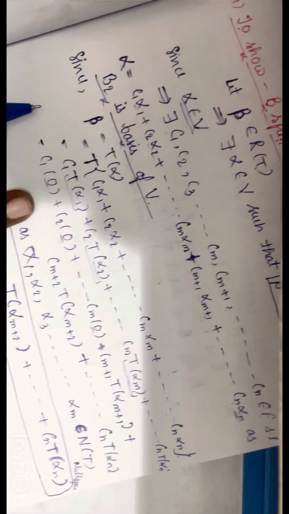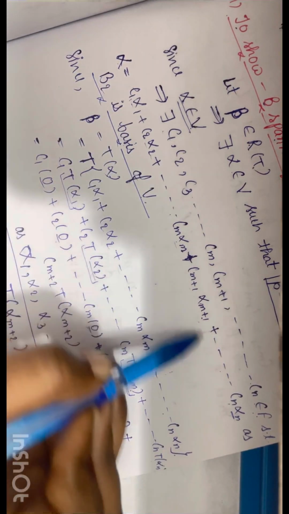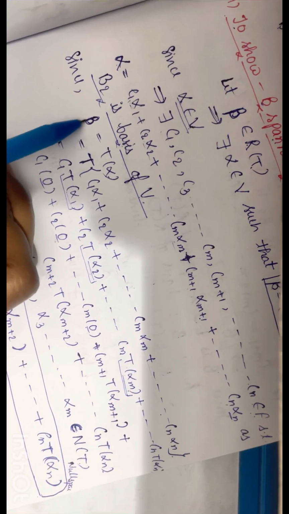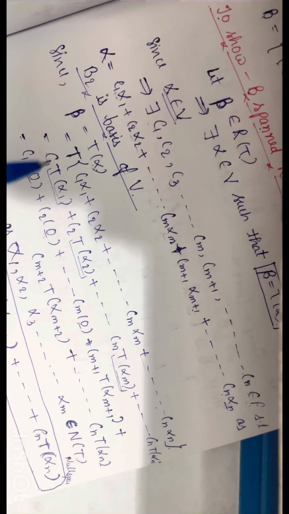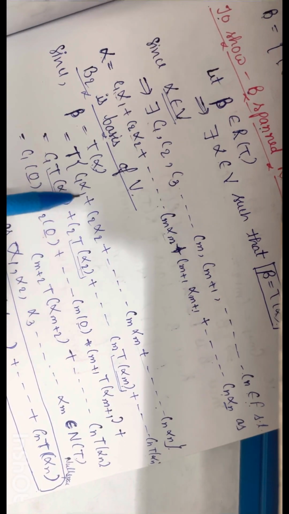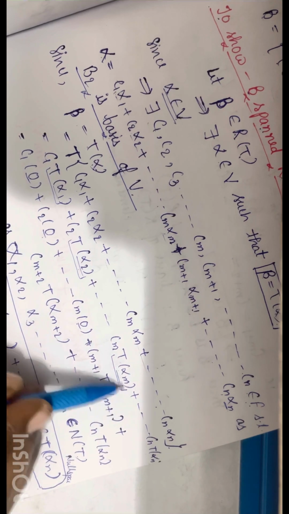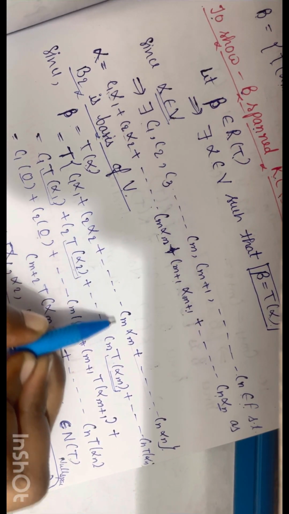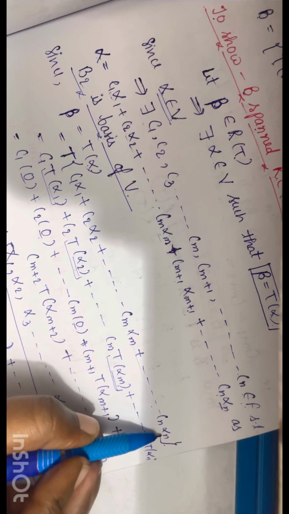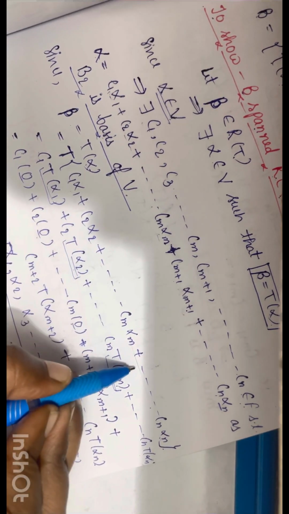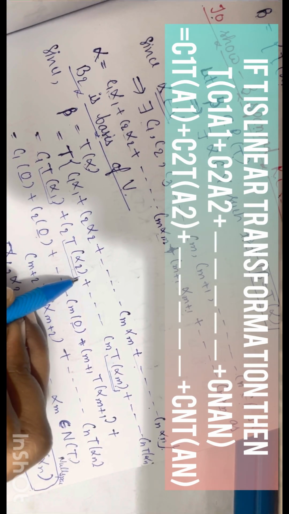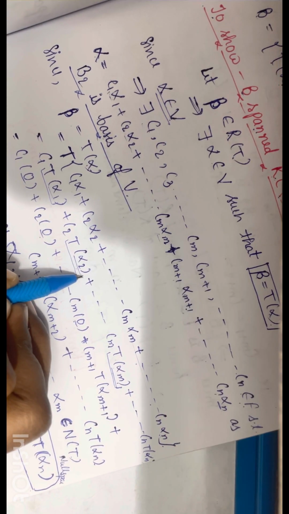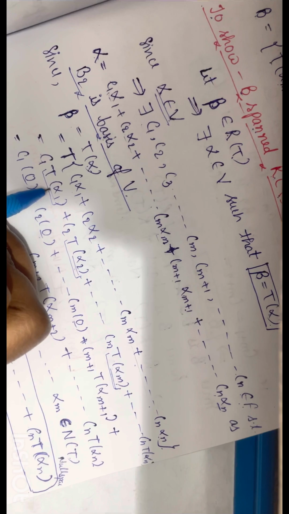So alpha can be written like this. Now, beta is equal to T of alpha from here. So putting the value of alpha from this equation, we are getting this. Now, T of C1 alpha 1 plus C2 alpha 2 up to Cn alpha n, we can write this statement like this by the property of linear transformation.